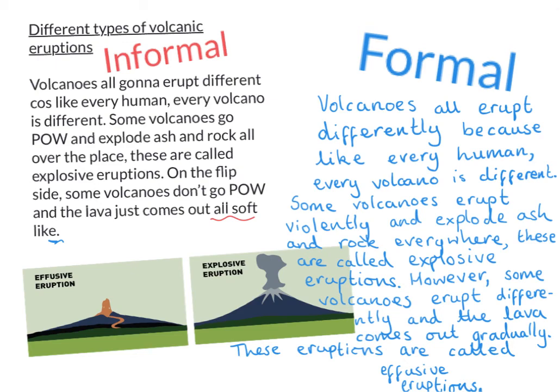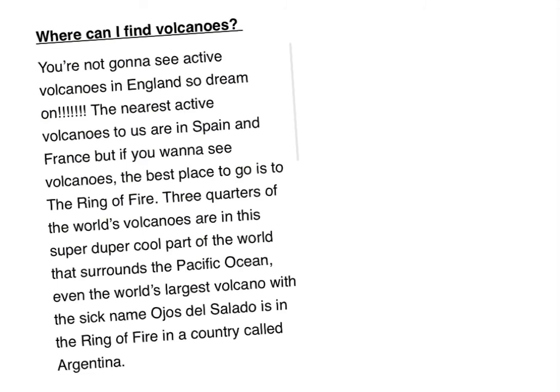Fantastic, so we have just changed this informal into formal by changing some of the language and making sure that we get rid of any chatty words like cause or go pow or all soft like and all of those things. And what we've just done there is what you are going to do in your task today. So you have a paragraph, subheading and paragraph about volcanoes and where you can find them. It is written informally and you need to have a go at writing it formally. I'm going to give you a couple of tips now. Feel free to rewatch this video. Feel free to rewatch the example because it might help you.